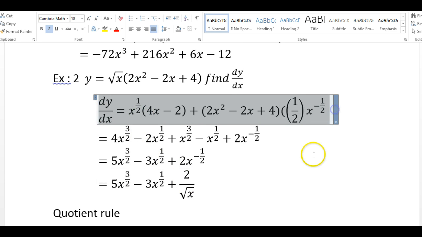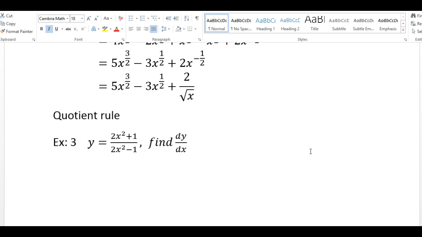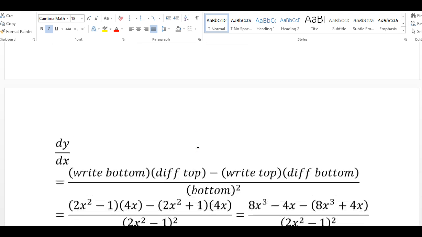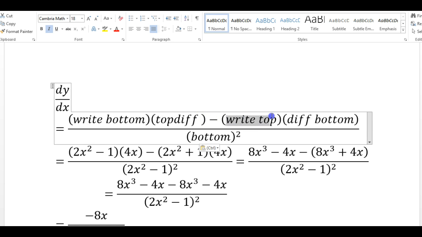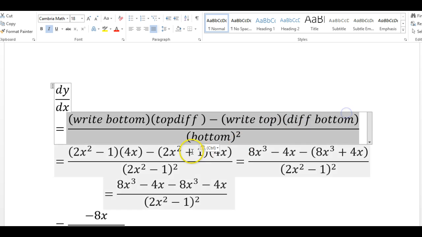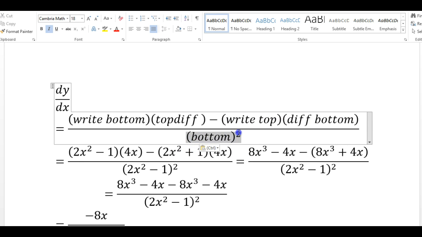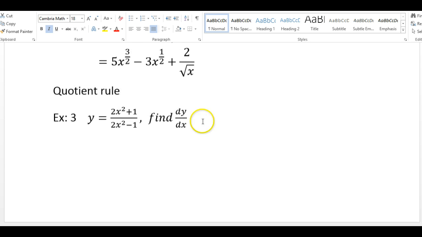Okay. Now finally we go on to the quotient rule. The quotient rule is used when you have a quotient, like in this example, where you have something on top and something on the bottom, and you want to find the derivative. The rule is very simple. Write bottom, differentiate top, and then write top, differentiate bottom, and then you must remember to divide by the bottom squared. So write bottom. What is the bottom? The bottom is this. You just write it.